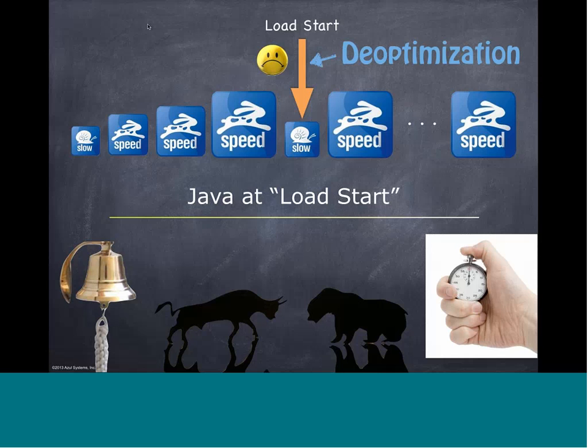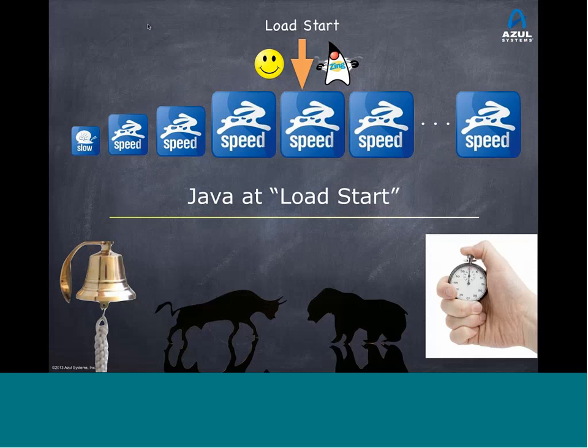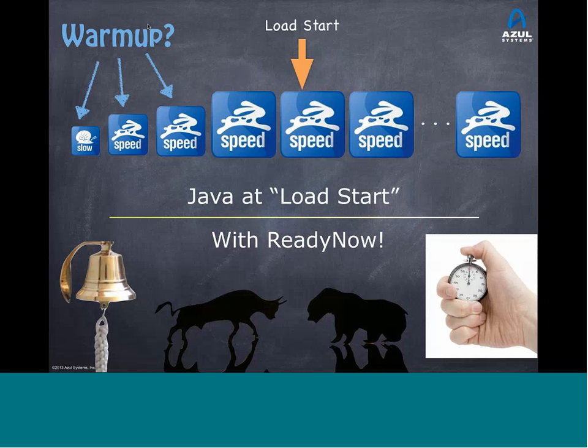De-optimization is the key cause of the slowdown spike after warm-up. And with Zing, with ReadyNow, we avoid those de-optimizations, flattening out the speed at market open. Now, the other part of this curve that's interesting is the warm-up part. Getting to the speed to begin with is often risky business. So yes, you can get there with some artificial code and artificial warm-ups that you hope is covering things.